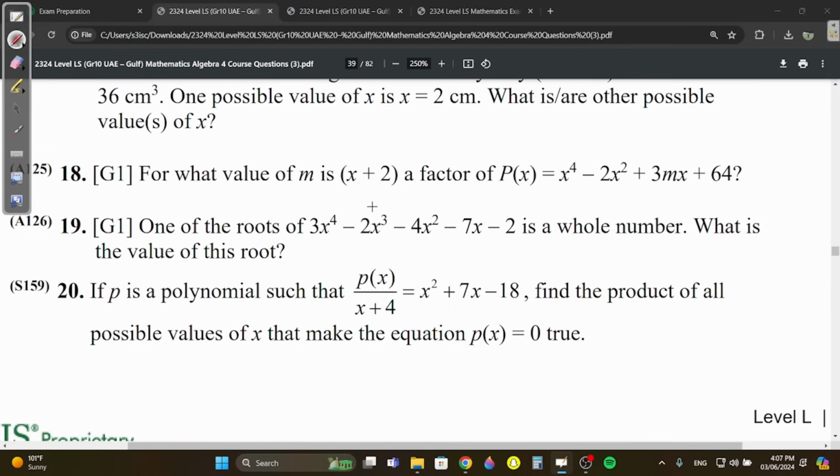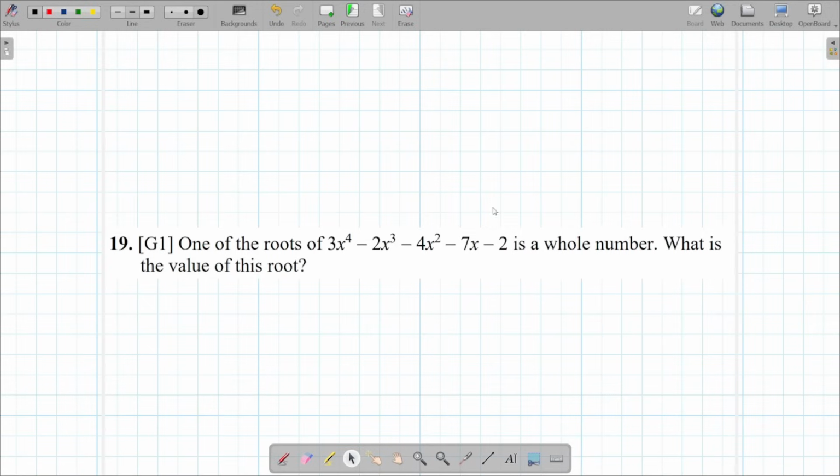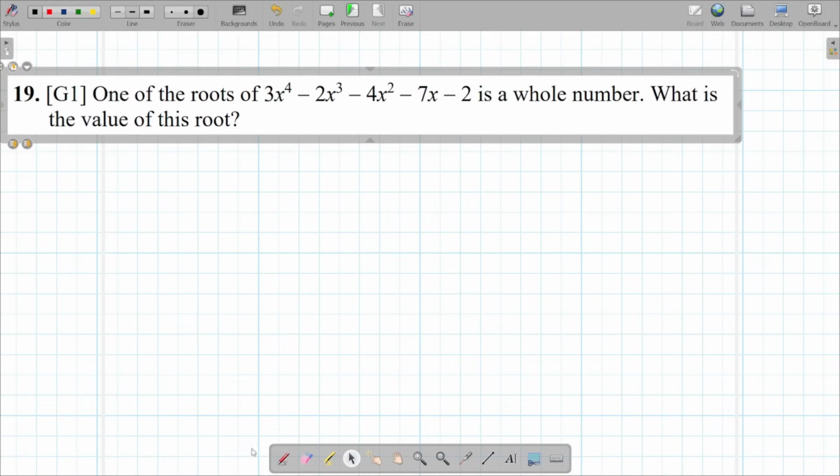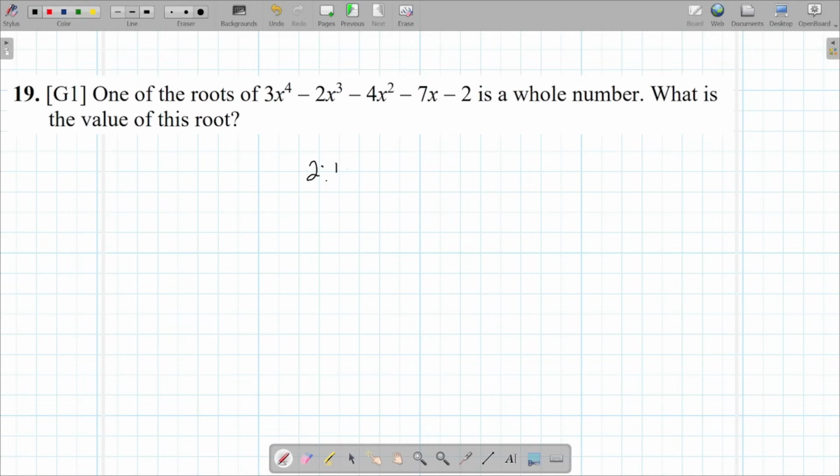But, the main thing, one of the roots. How do you determine possible roots? To determine all possible roots, you have to look at the factors of the last number divided by the factors of the leading term, right? So the factors of 2 are 1 and 2, and the factors of 3 are 1 and 3. So what will our possible roots be? Always factors of the final term divided by the factors of the leading term.